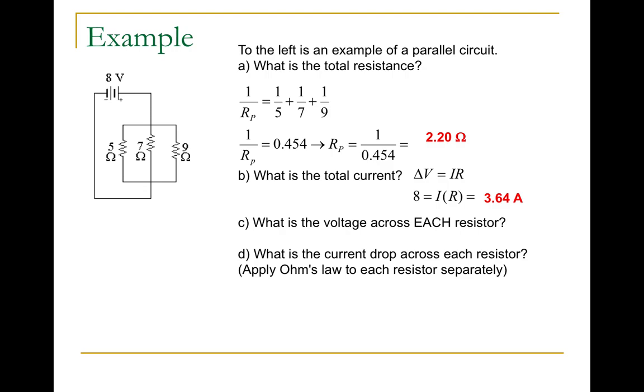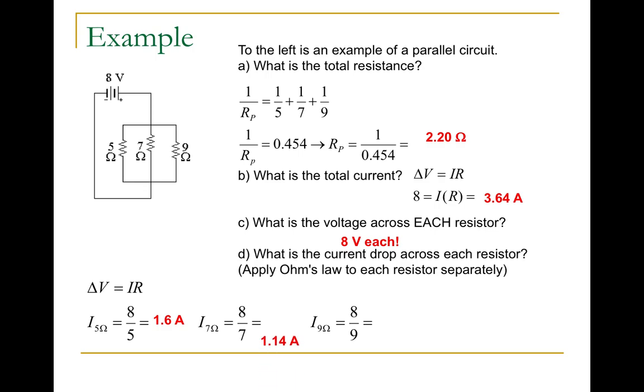Part C, the voltage across each resistor. Well, since each resistor is its own branch, each voltage drop must be equal to the voltage of the battery. So 8 volts. And then find the current that travels through each branch. So I'm going to use Ohm's law for each resistor. So I get 1.6 amps that goes through the 5 ohm resistor, 1.14 amps that goes through the 7 ohm resistor, and 0.9 amps that goes through the 9 ohm resistor.